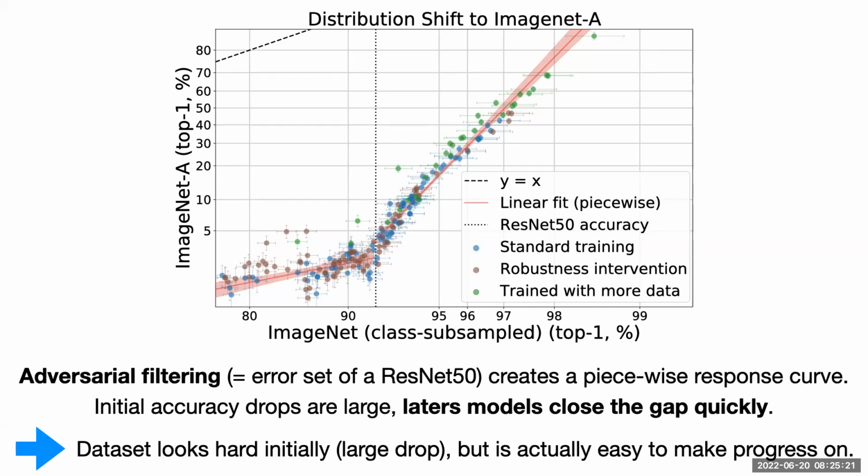But then the models that came after ResNet 50, they very quickly make progress on this data set. It doesn't matter if it's just trained on ImageNet or if it's trained on more data, all of them follow a pretty steep linear trend here. So the idea is that for every percentage point of progress on ImageNet after ResNet 50, you get about 8 to 10 percentage points of progress on ImageNet A. So this data set looks hard initially in the sense that there's a large accuracy drop. At ResNet 50, it goes to 0, but then for the later models, they quickly close that accuracy drop.